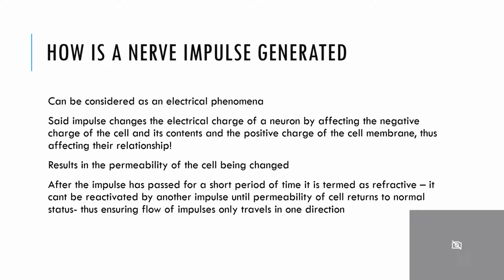This results in the permeability of the cell being changed, and after the impulse has passed, for a short period of time, it is termed as refractive. It can't be reactivated by another impulse until permeability of the cell returns to normal status, and this ensures that the flow of impulses only travels in one direction.